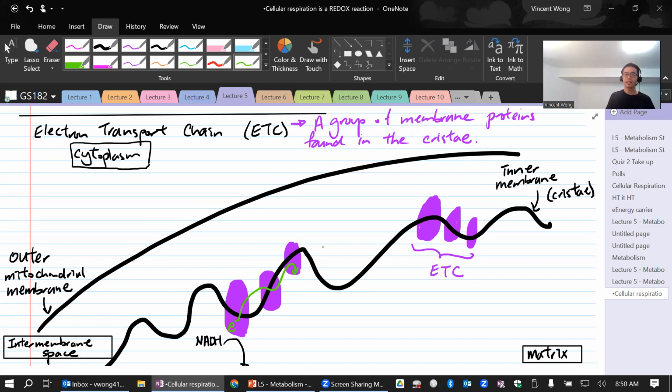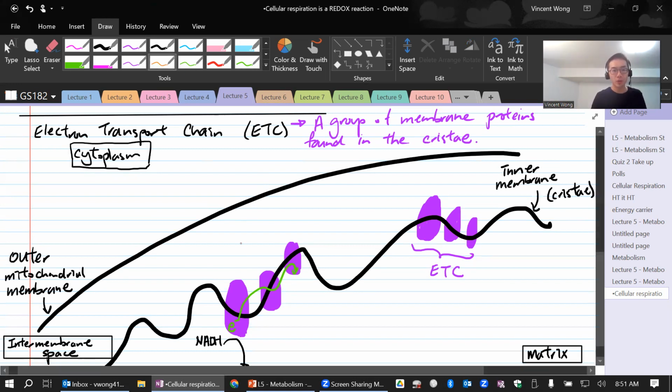Now remember, these electrons are full of energy. So as they are being passed on, we want to harness some of that energy. We want to use some of that energy. To do what? Well, we are going to use that energy to pump hydrogen ions, H+, from the matrix into the intermembrane space.